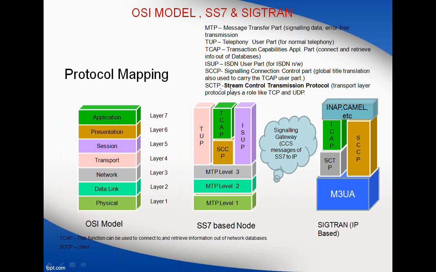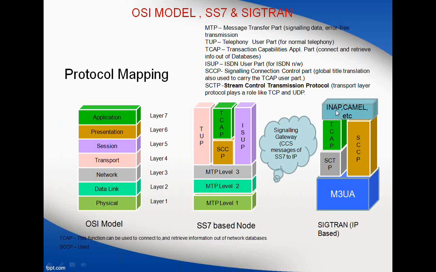It plays a role like TCP and UDP. TCP is nothing but your Transmission Control Protocol. UDP is nothing but your User Datagram Protocol. So altogether, it functions as SCTP, and it is the major transport in the case of IP-based networks, apart from M3UA. Apart from this, you will also have several other layers or protocol stacks, which are INAP, CAMEL, etc., depending on the network.